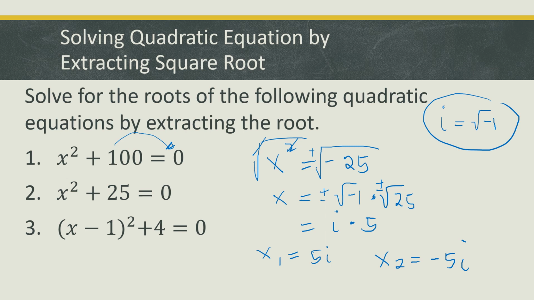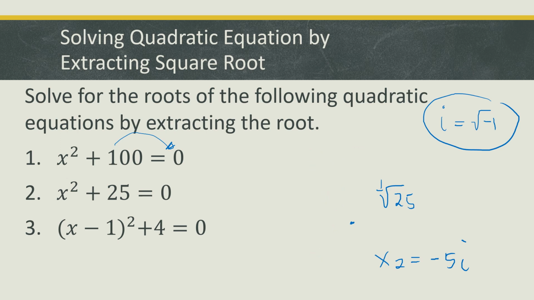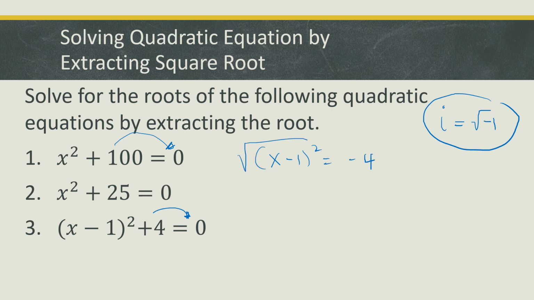Clear? And example number 3, let's try. Same thing that we are doing with the other examples a while ago. So, x minus 1 squared plus 4 is equal to 0. So, first is to transpose positive 4. We have now x minus 1 squared is equal to negative 4. Then extract square root of both sides. Cancel.